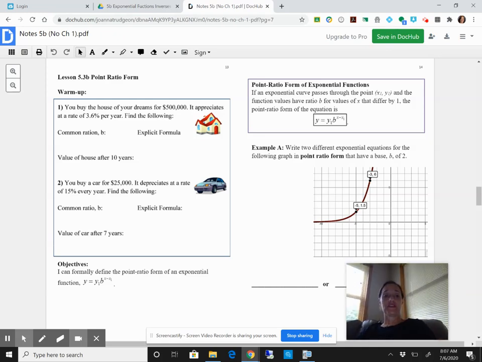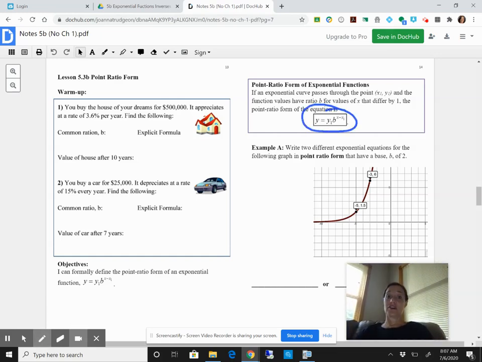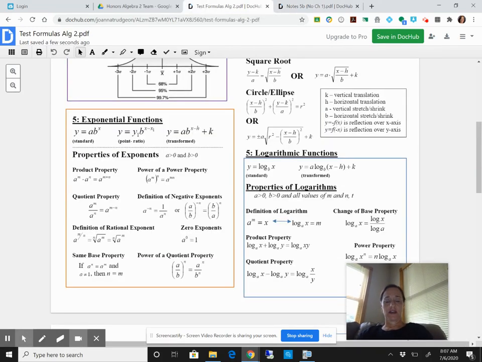All right, so 5.3b is about point ratio form. It is actually up here on the top here. And these things are also on your formula sheet. If you take a look at your formula sheet, on the bottom left of the first page, we have all the exponential properties, which if you recall, we were working on last chapter. But then up here on the top, there's the standard form of an exponential. That's what we've been working on the last couple of days. Then there's this point ratio form, and then there's transform form.